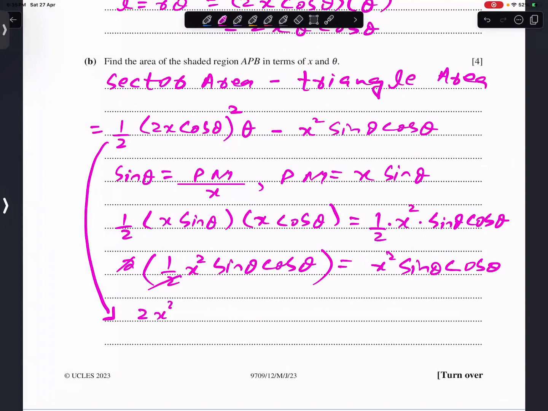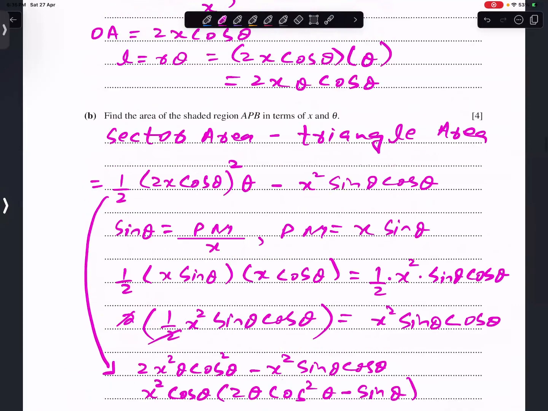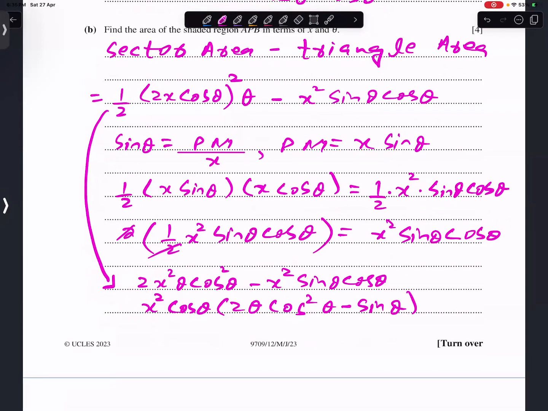2 x square theta cos square theta minus x square sine theta cos theta. Also take maximum things common, so we can take x square and cos theta common. So inside will be 2 theta, sorry, this is cos square theta. 2 theta cos square theta minus sine theta. So this is my shaded area. Okay, x square cos theta into this bracket.